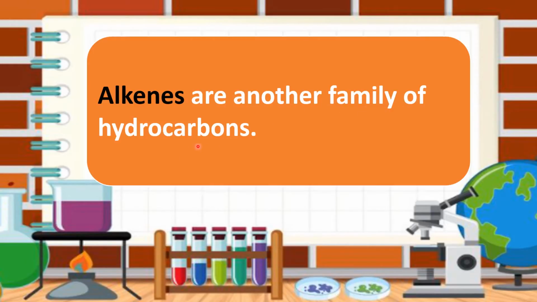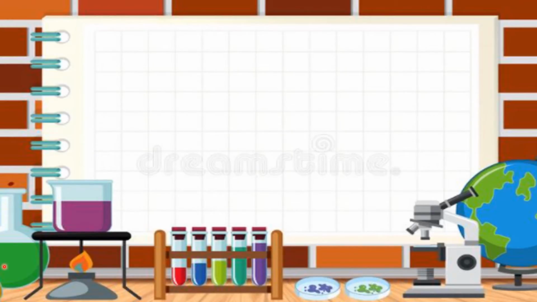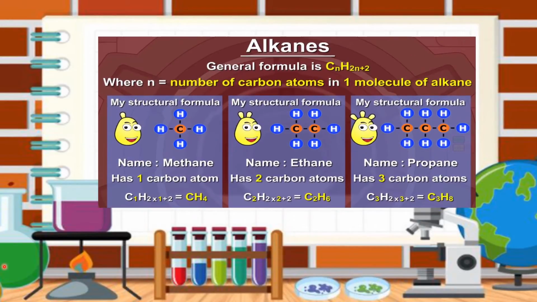So what are hydrocarbons? I hope that you still remember. Hydrocarbons contain hydrogen and carbon. Okay, so let's have a short review first of our last topic, the alkanes. Alkanes end with -ane. So this is the general formula of an alkane.